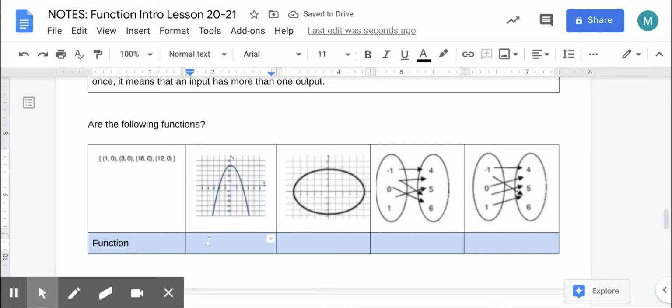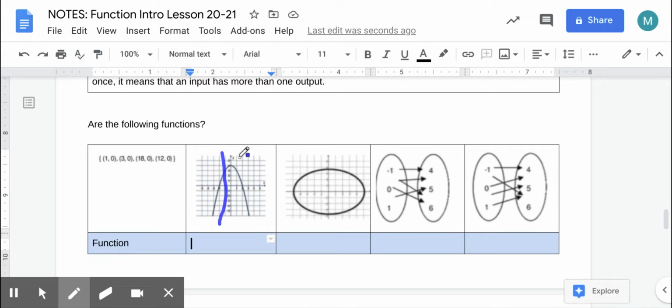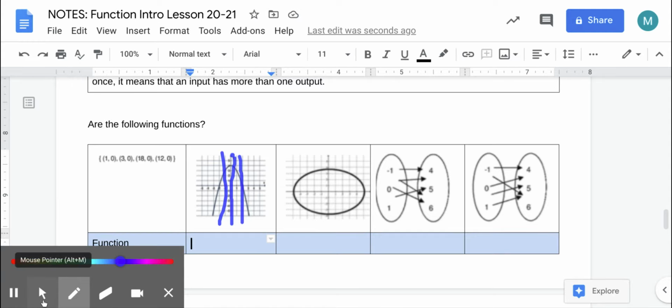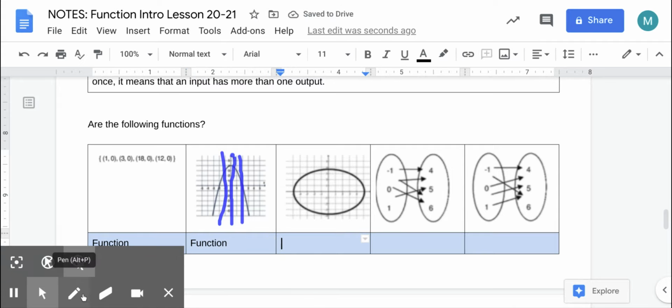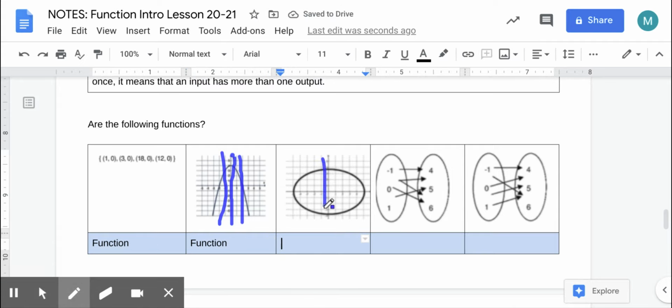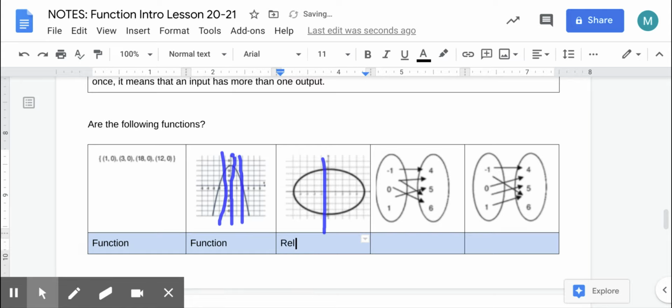Now the next one, the vertical line test. If I draw a vertical line anywhere, pretend that's straight. Anywhere on this graph, no matter where I go, that graphed line, so this parabola right here, is only crossing my vertical line once. So we would call this a function. Now this one, if I draw a vertical line, notice it hits here and here. So that one is not a function. That one we would actually say is a relation.